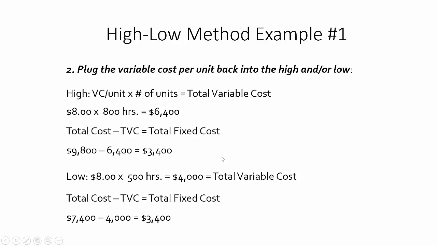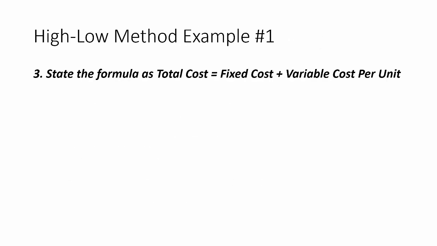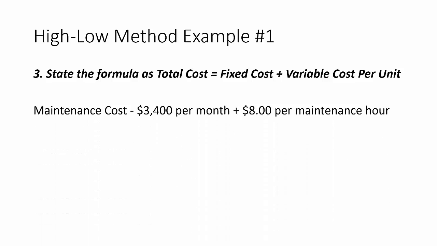The last thing we want to do is to take our results and write them in the form of a cost formula. In this case, our cost formula is total costs equals $3,400 per month plus $8 per maintenance hour. Once you have this, you can estimate the maintenance cost for any given month.